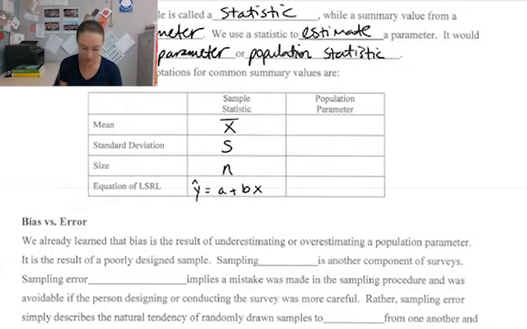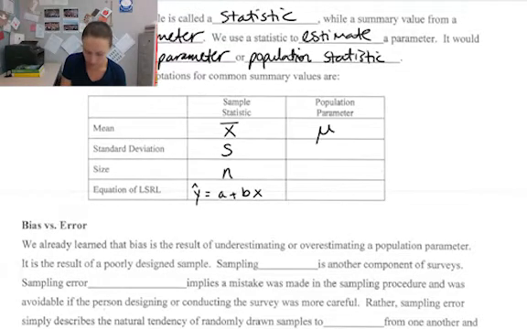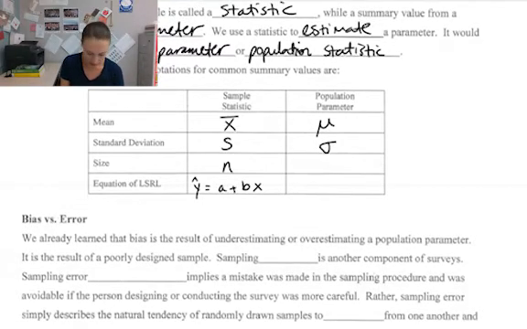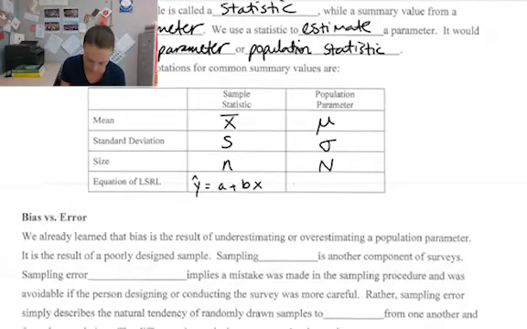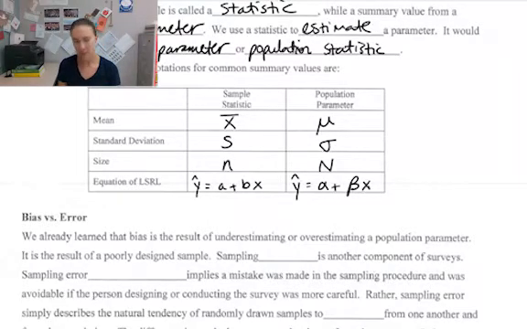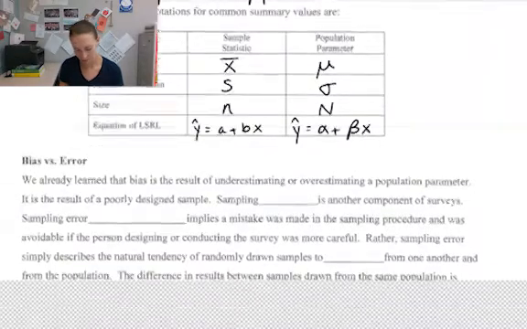For a population parameter, our mean would be mu, the Greek letter mu, and the standard deviation is sigma. The size, we use capital N, and be careful about the capital N because we also see that used for normal distributions. And then our equation would look something like y hat equals alpha plus beta x. So it just looks a little different. We use a lot more Greek letters when it comes to population.